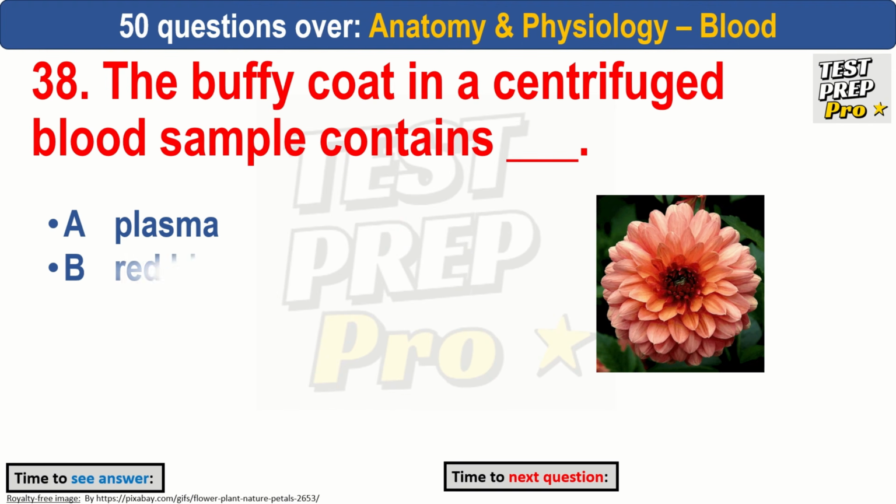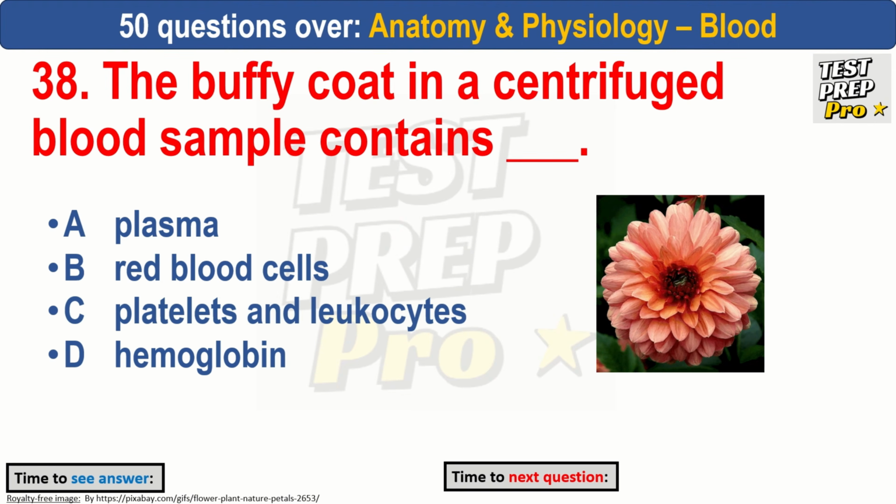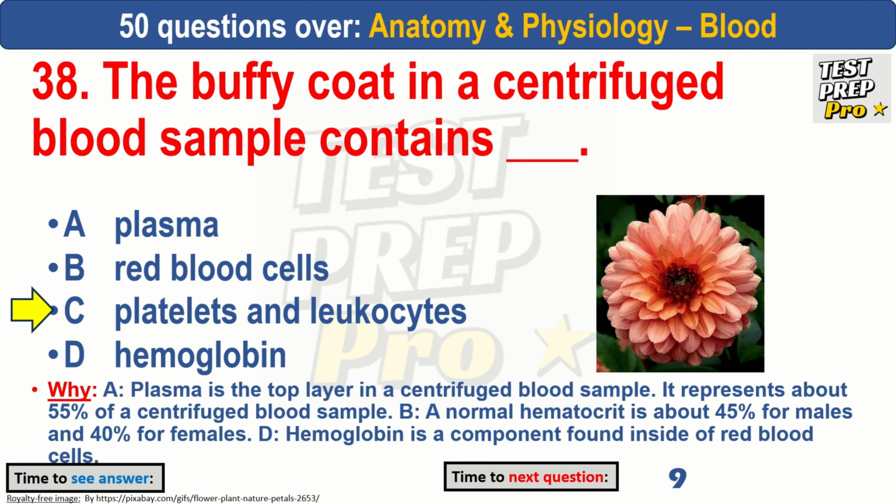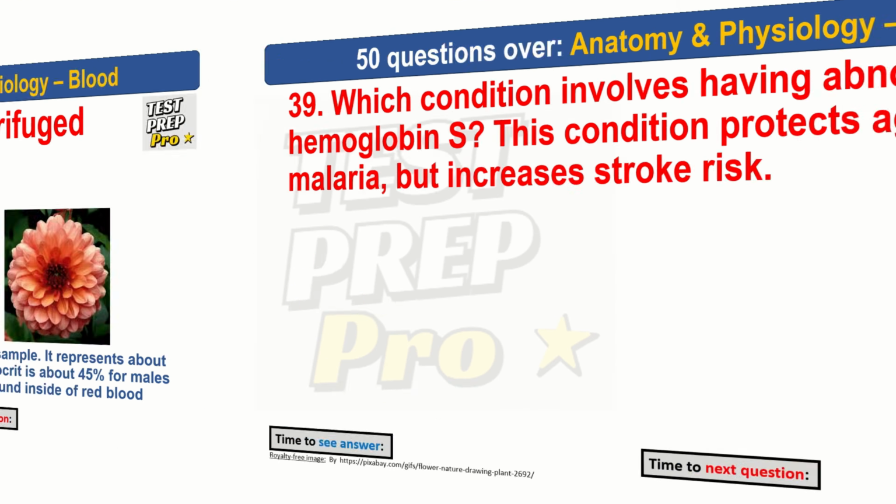The buffy coat in a centrifuged blood sample contains blank. Is it A, plasma, B, red blood cells, C, platelets and leukocytes, or D, hemoglobin? So if you spin a tube of blood, what does the buffy coat represent? It's going to be platelets and leukocytes. Leukocyte is another name for white blood cell. That would include neutrophils, macrophages, all those types of cells that help you fight things.